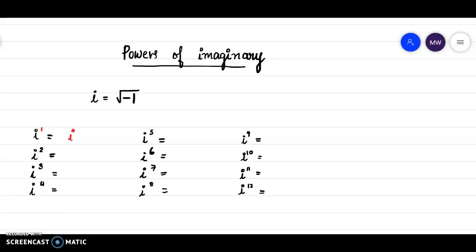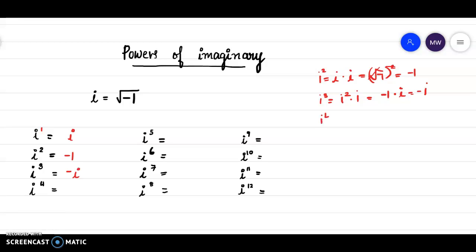In the second one, i squared, you have to multiply i with i. So you get i times i, which is the square root of -1 times the square root of -1, so you have to square it. The square root and the square cancel and you just get -1. I to the third power, you get by multiplying i squared times i. We just found out from the previous one that i squared is -1, times i, so it's -i. So we got this answer as -i.